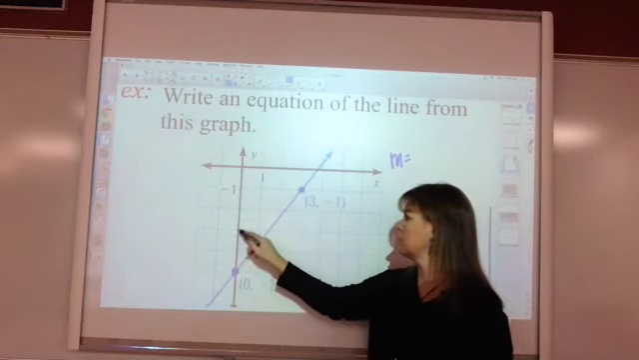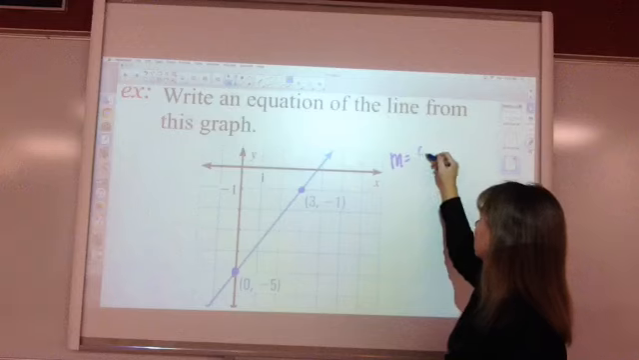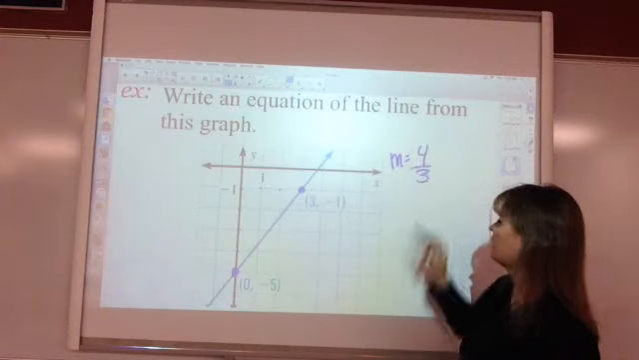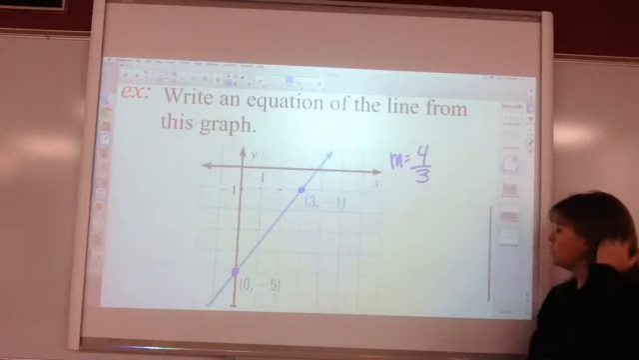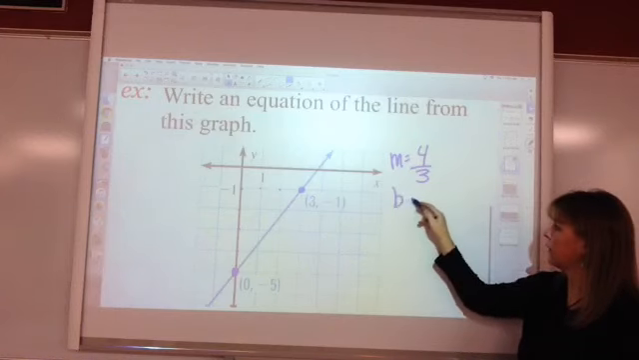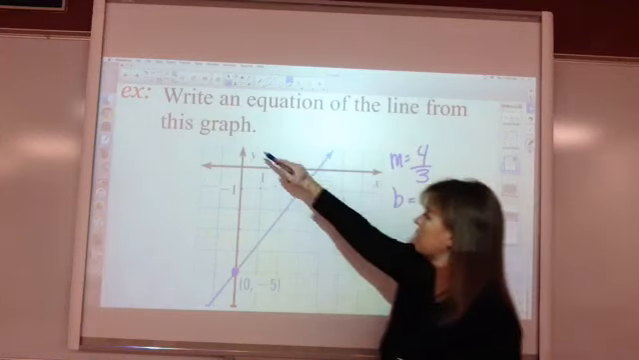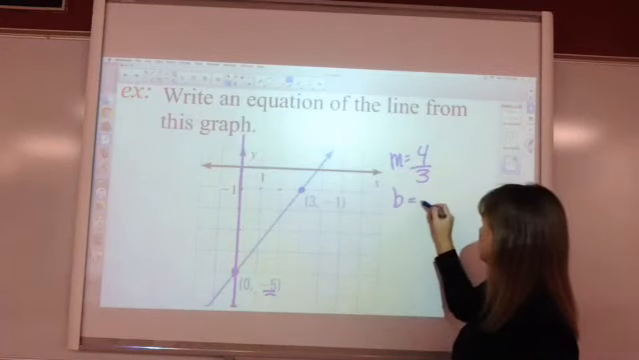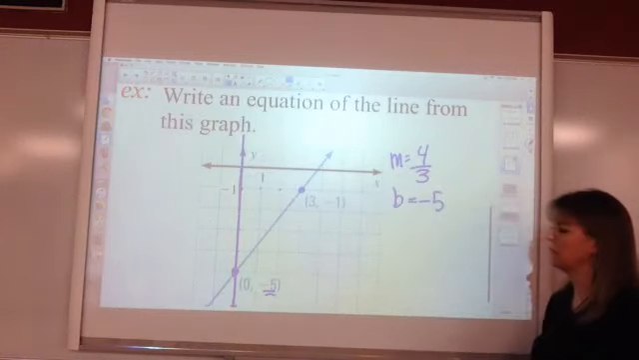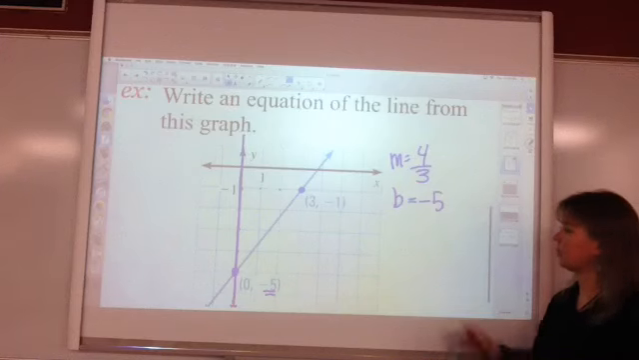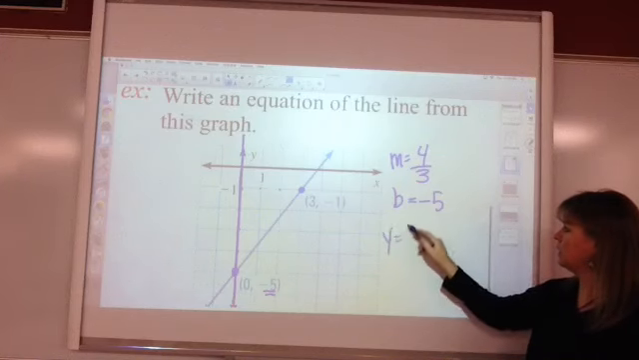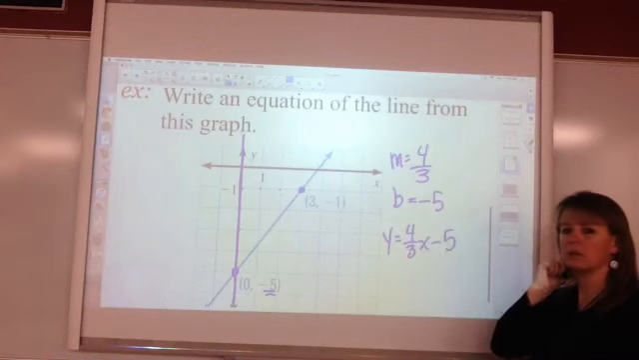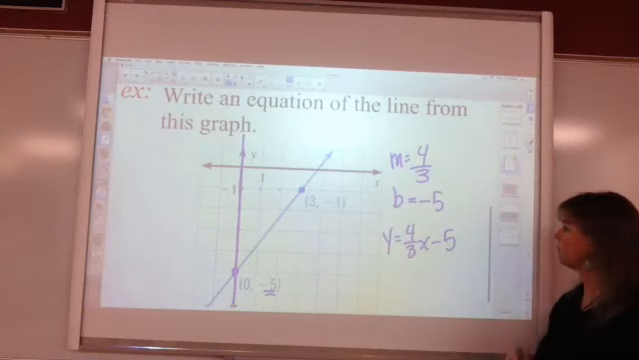It's going to go up 1, 2, 3, 4. Run 1, 2, 3. Rise over run is 4/3. If you can reduce it, but we can't. The base, again, is your y-intercept. Here's y. There's your base, which is down 5, negative 5. Y equals 4/3 x minus 5. Final answer.